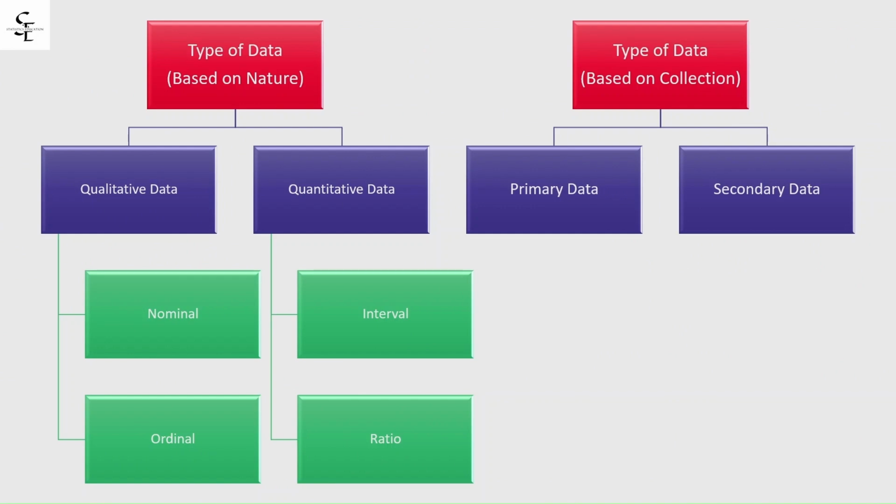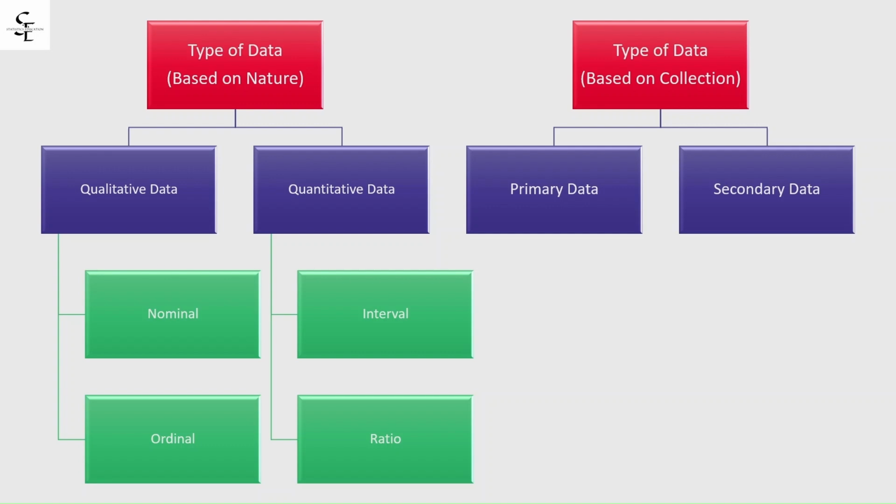Now moving towards the last topic of the video, the types of data. Data can be classified based on its nature and based on the collection method. Types of data based on nature can be classified into two categories. One is qualitative data and the other one is quantitative data. Qualitative data can be further classified into two categories. One is nominal data and the other one is ordinal data. The quantitative data can also be further classified into two categories. One is interval data and the other one is ratio data.